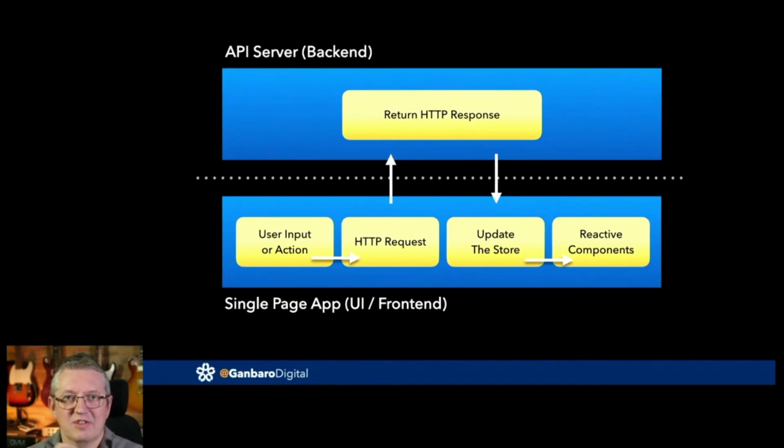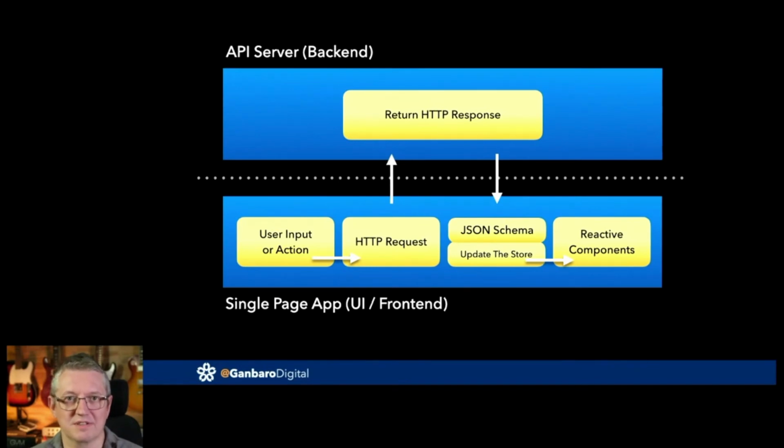So if we're getting a JSON back from a backend server, what we can do is introduce JSON Schema into our single page app, and it can validate the JSON response that's been received before the data goes into the Redux store. Which means that if anything goes wrong and we get unexpected data back from the server, we can protect our users by never updating the Redux store with the bad data. And that's a really big help.